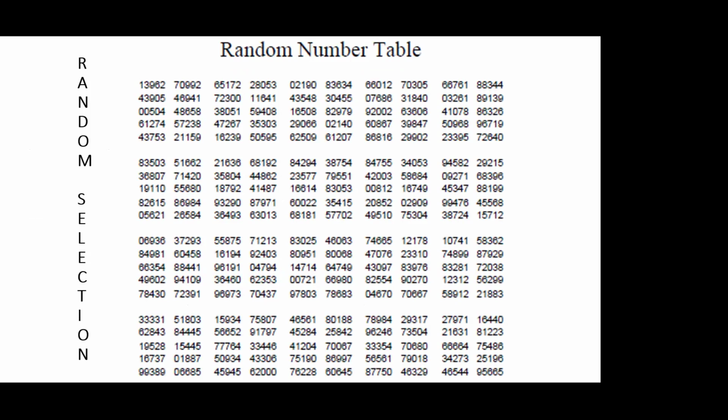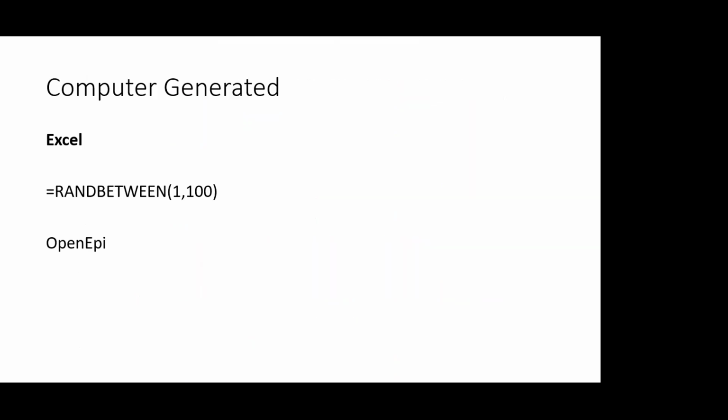Which are usually available at the end of statistical textbooks, or many of the epidemiological textbooks also have this random number table. So here we use this random number table to select people from the sampling frame. The easier option is computer generated random numbers.